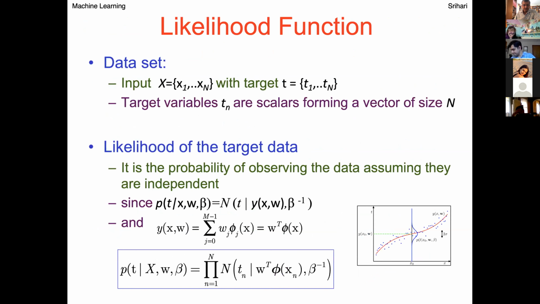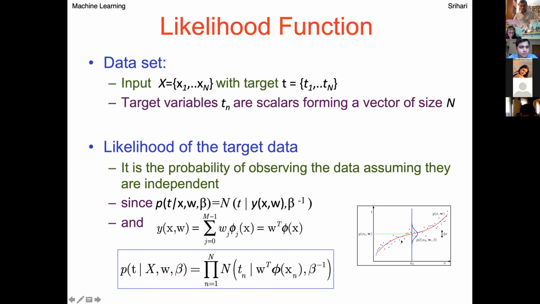So supposing we have a data set now, input x equal to x1 through xn, target t is equal to t1 through tn. And the target variables tn are scalars forming a vector of size n. Okay, so these are all scalars. So the likelihood of the target data that you observed, the probability of observing the data assuming they're independent. So assuming all this data is independent. So we are going to be assuming a normal distribution of the target. The noise is normal, which is a reasonable assumption.